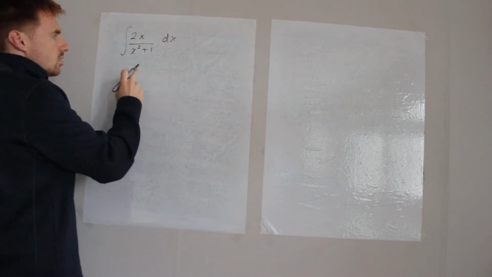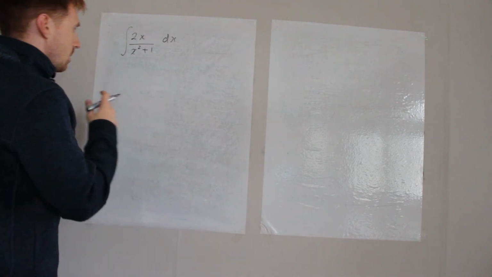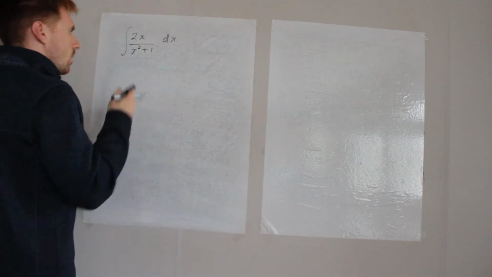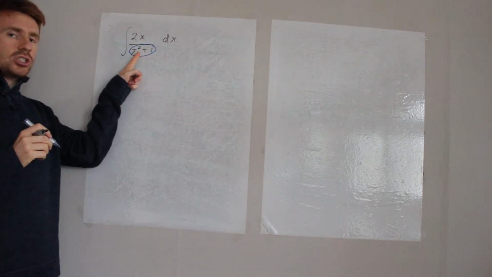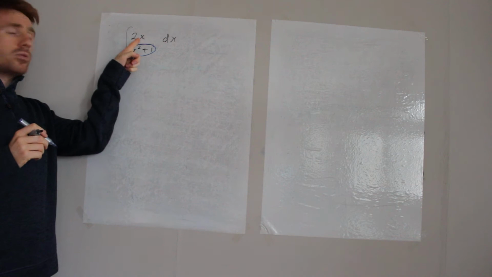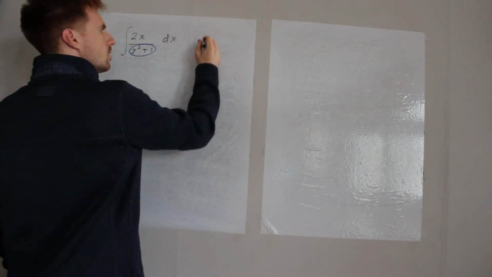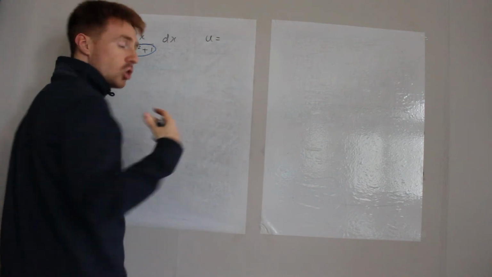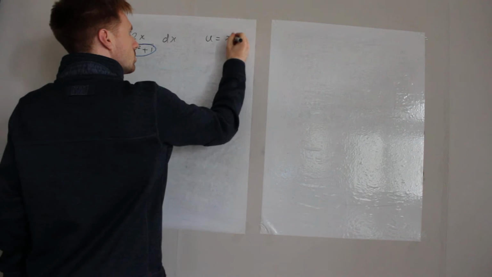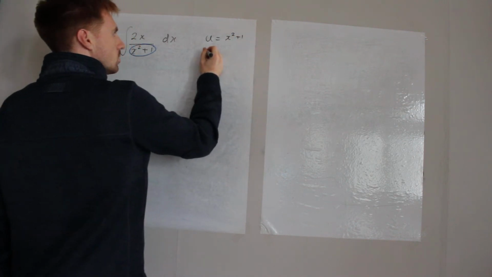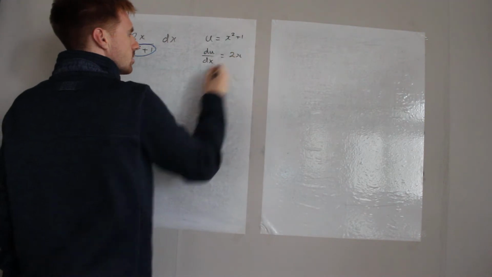If I look at this, there are elements of it that are differentials of the other. For example, if I imagine this x squared plus 1, the bit you can see at the bottom, if I differentiate that, I will get the numerator. That's going to be particularly useful for us because what I can do is I could say, well, let's let some variable u be equal to x squared plus 1. If I differentiate that, du by dx is equal to 2x.